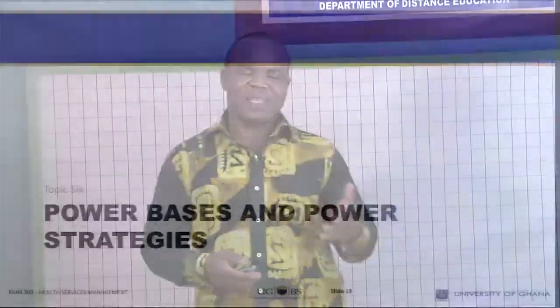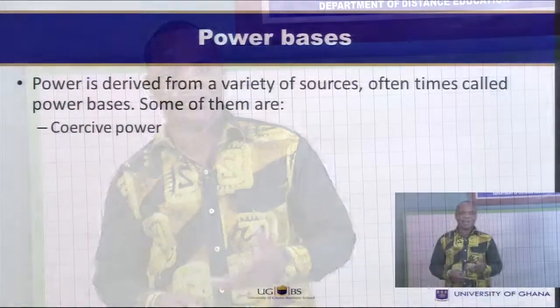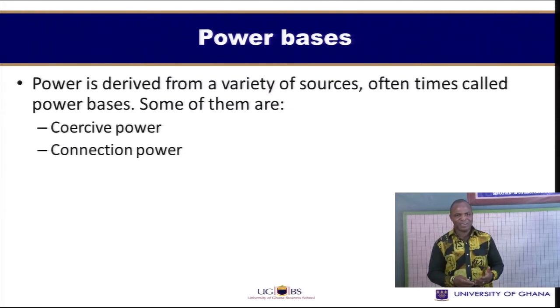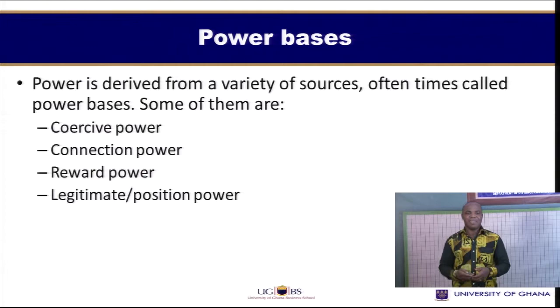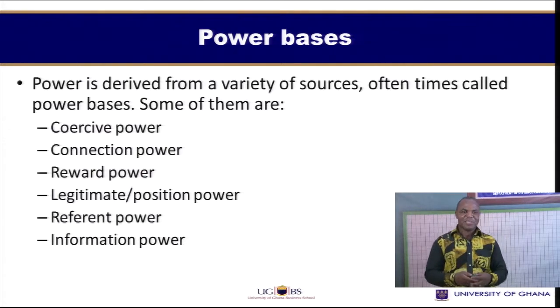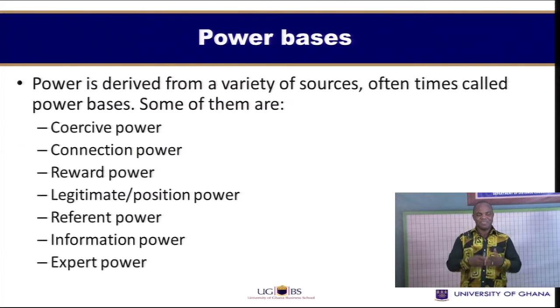What do we mean by power bases? Power, as we said, is the ability to influence the behavior of people. Power bases are basically sources of power. Power can be derived from many sources. Some of them are referred to as what? Coercive power. We have connection power, reward power, legitimate power, referent power, informational power, and expert power. Each of these has its own association.